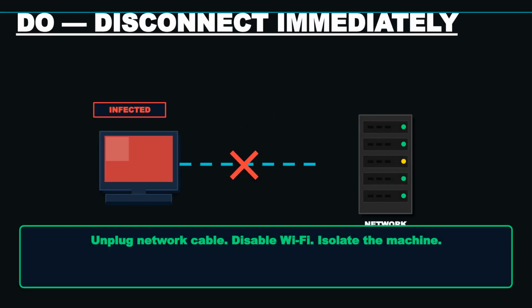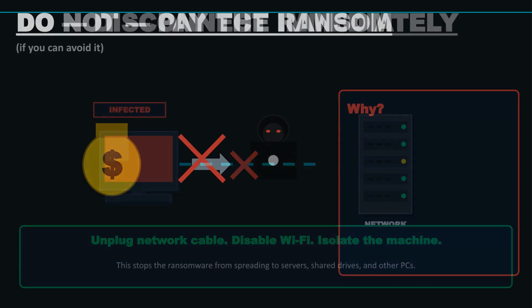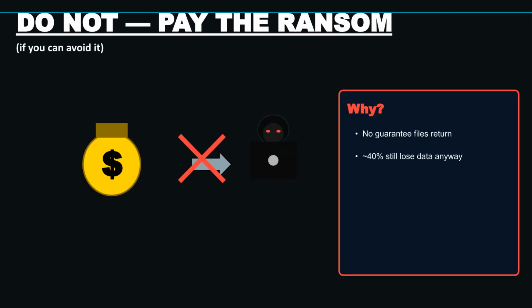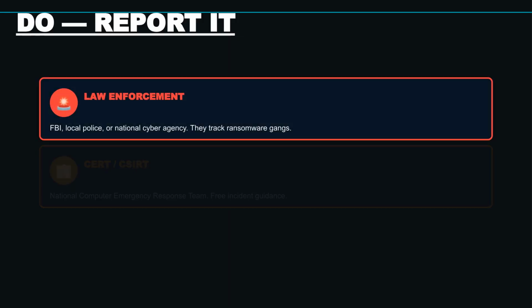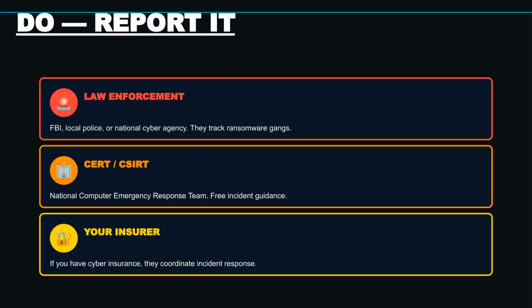First, disconnect immediately. Unplug the network cable, disable Wi-Fi, and isolate the infected machine. This stops the ransomware from spreading to other systems. Do not pay the ransom if you can avoid it. There is no guarantee the attackers will decrypt your files and paying funds future attacks. Recovery tools may exist. Report it to law enforcement, your national CERT, and your cyber insurer.